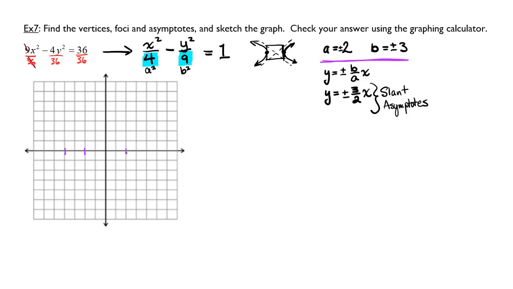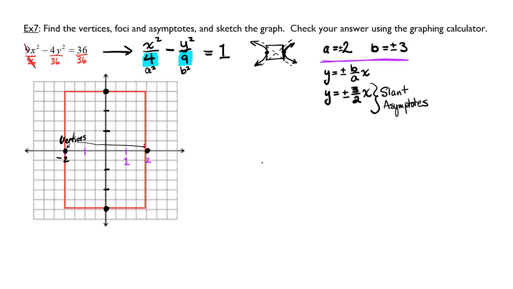I'm going to make every 2 notches on my grid be 1 step. And B is going to be plus or minus 3, so that will be 1, 2, 3. Point here, and down 3: 1, 2, 3. I'm going to go ahead and label these as the vertices, just for a moment so you can keep track of these. And then I'm going to draw a box that encloses this portion of the graph. So there's my central box.